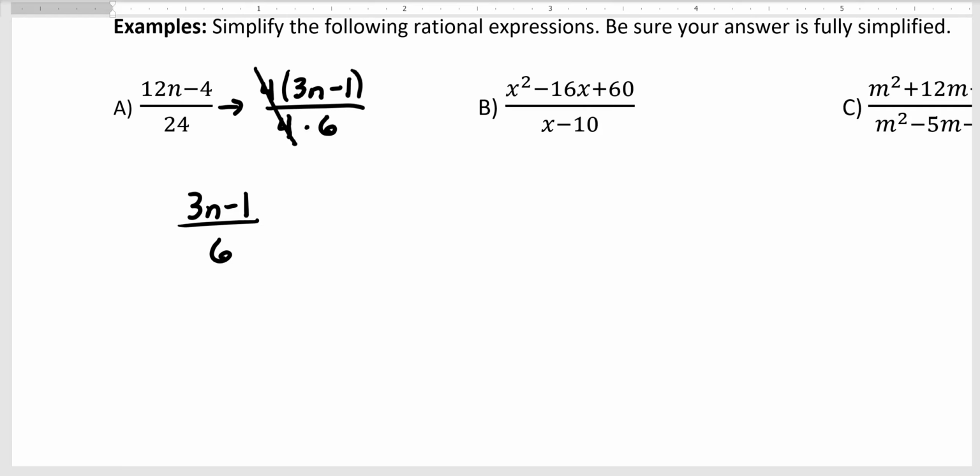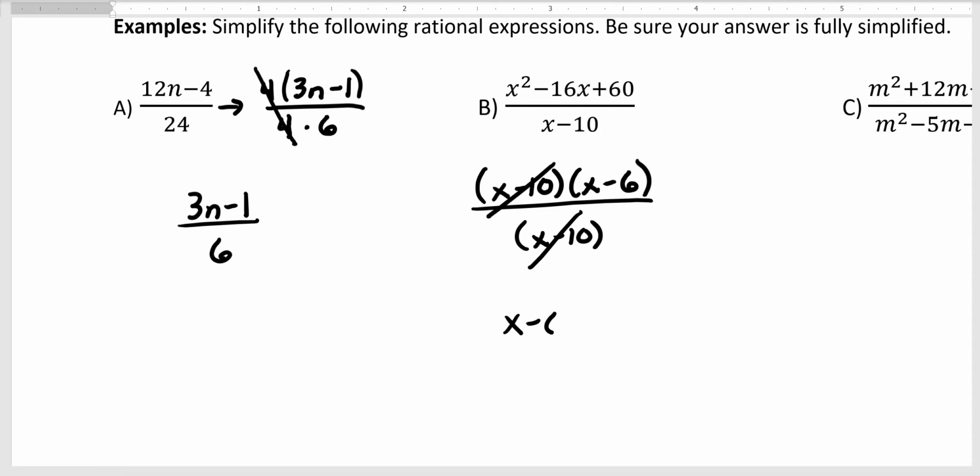Now this also works with quadratics and the like. To factor this, I can say, well, x squared minus 16x plus 60 is x minus 10 times x minus 6. And that's being divided then by x minus 10. Well, hey, in this case, x minus 10 is my common factor. It can divide out. I'm left with just x minus 6.